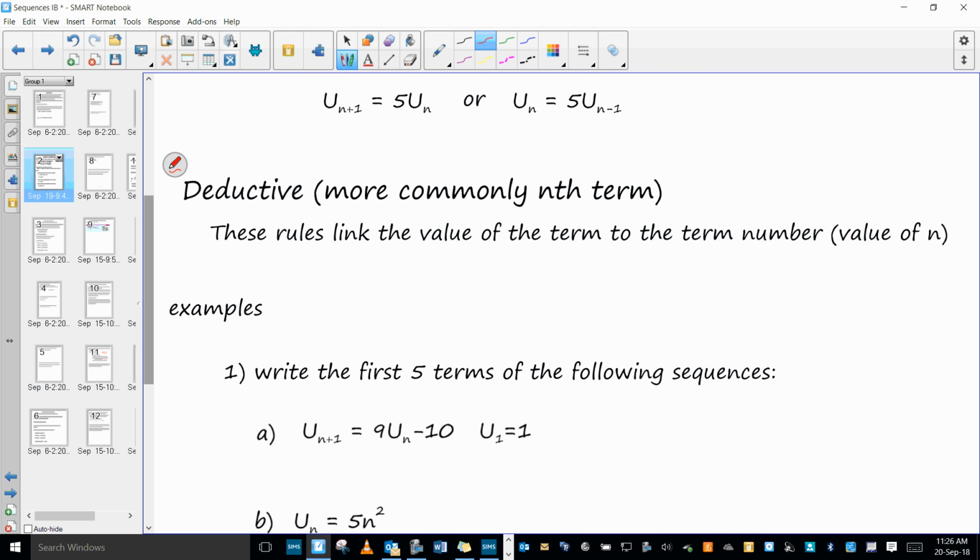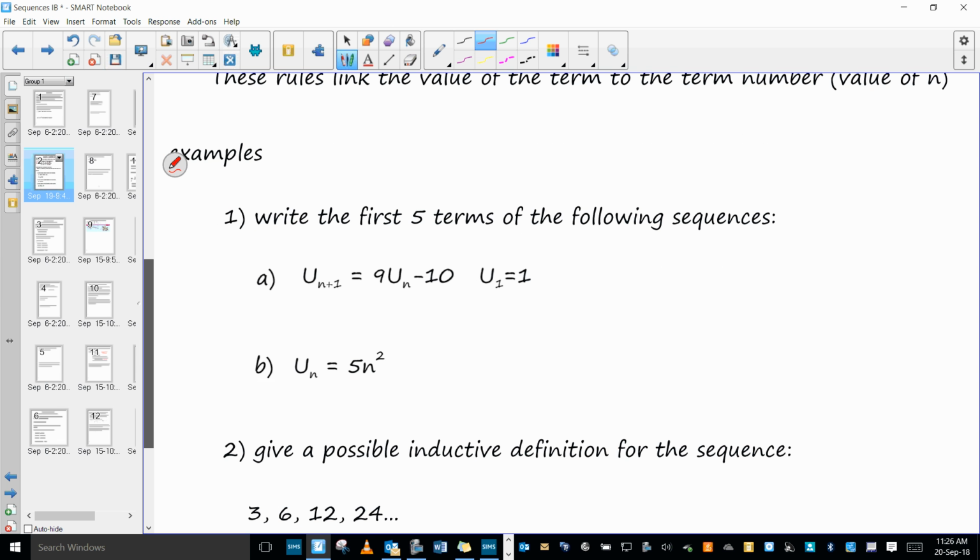So the deductive sequences are where it's related to the position in the sequence. If we want the 25th term, we literally would substitute the value of 25 in place of the n, and we get to know the term straight away. Okay, so that's what we normally are looking at. I didn't even write some examples because I just had so many of them in the past.